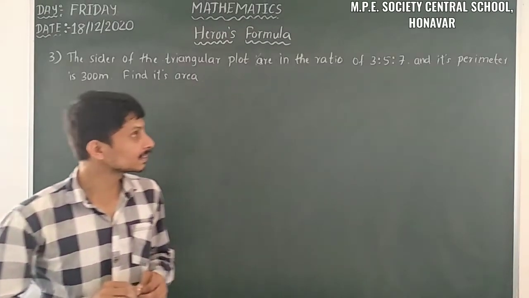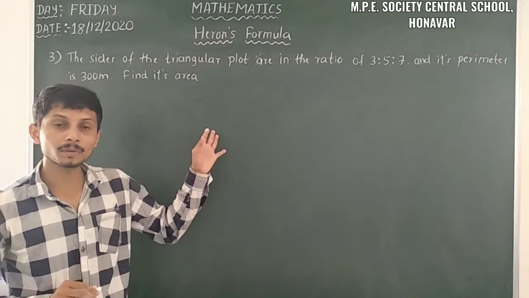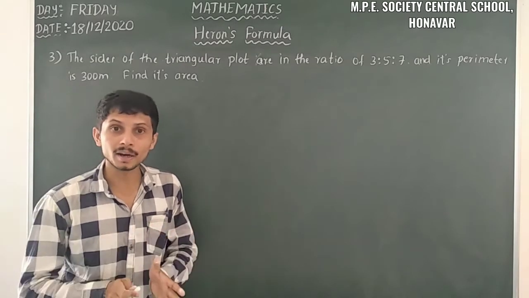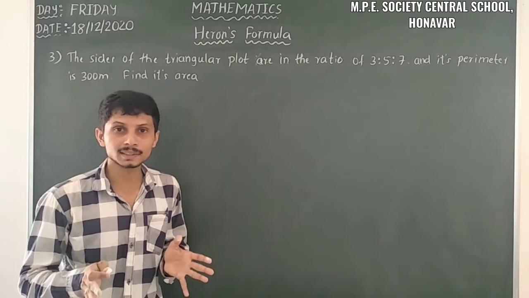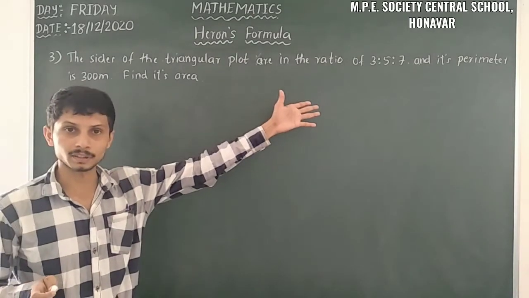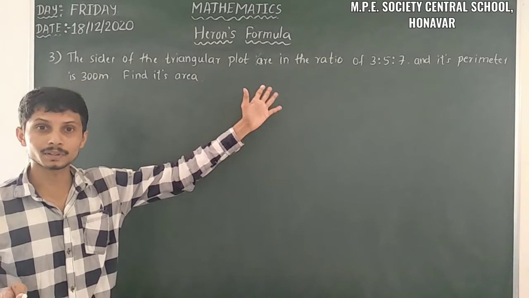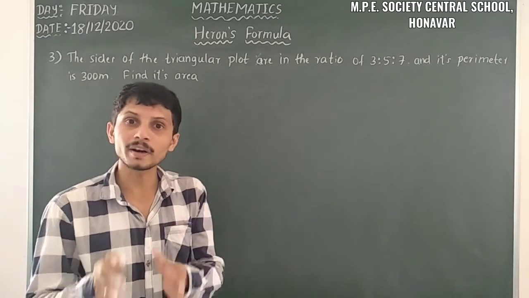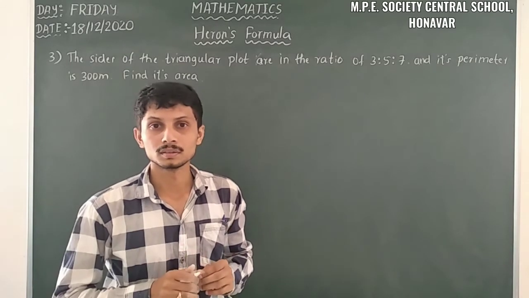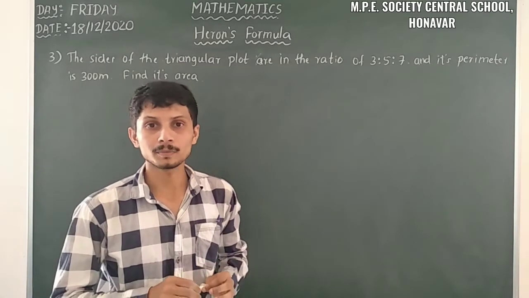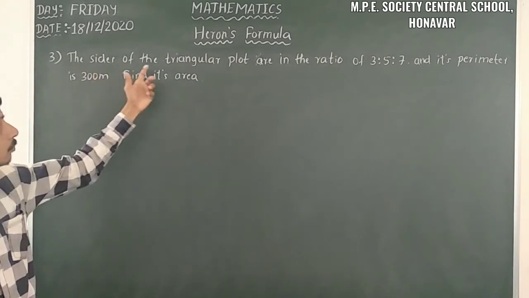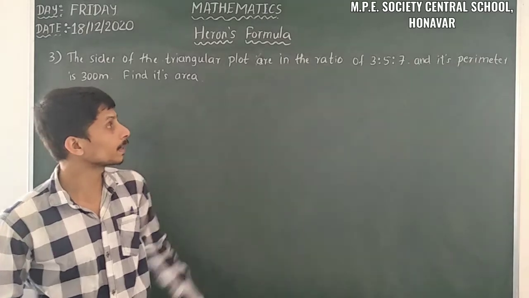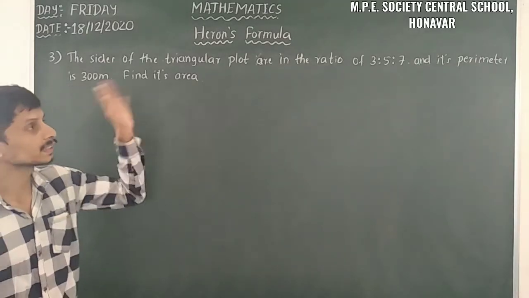Yes, let's take the third problem. So here also we have the same situation. Here we have the perimeter, but there are no sides given, only the ratios of the sides are given. So that means here we have to use this ratio to find out the sides of the triangular plot. So here the sides of the triangular plot are in the ratio 3:5:7, and its perimeter is 300 meter. Find its area.